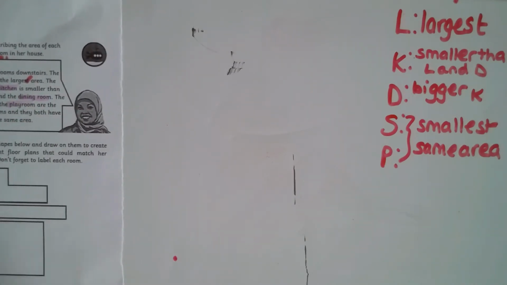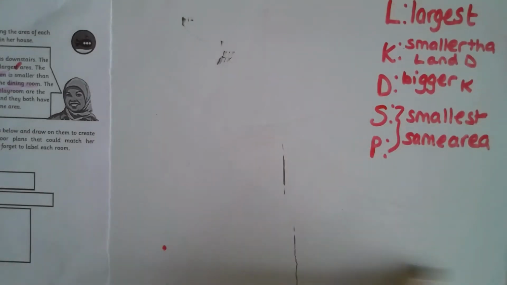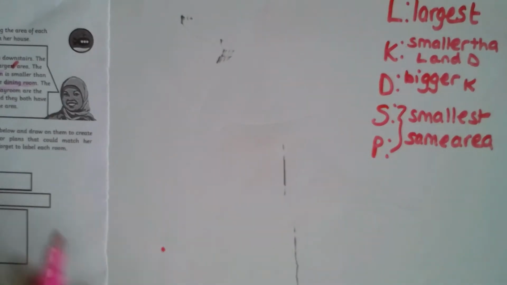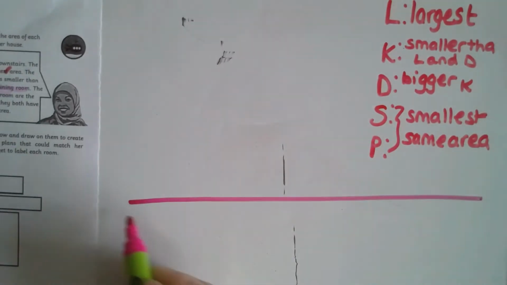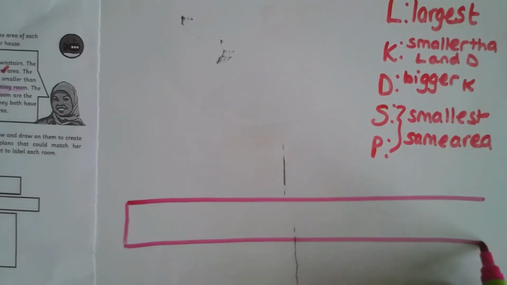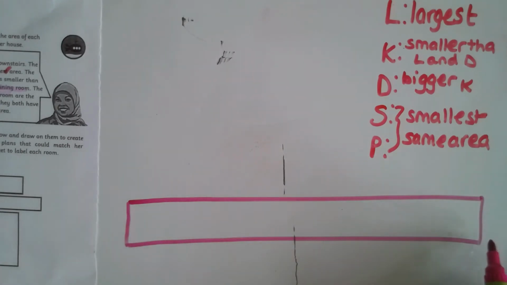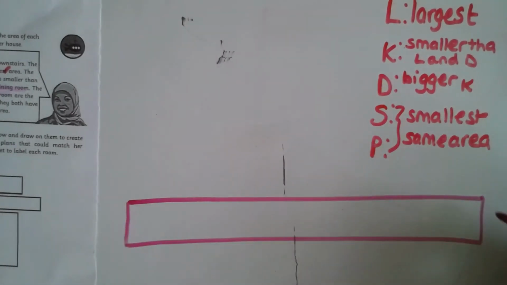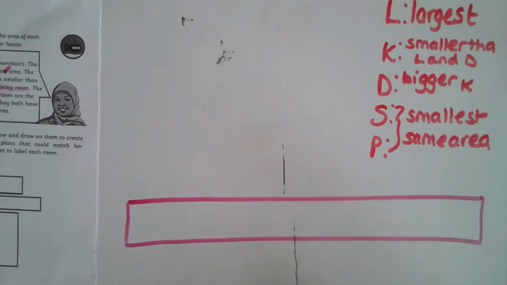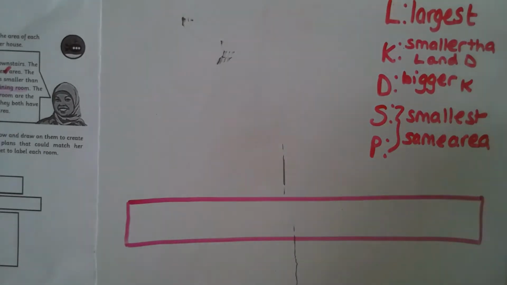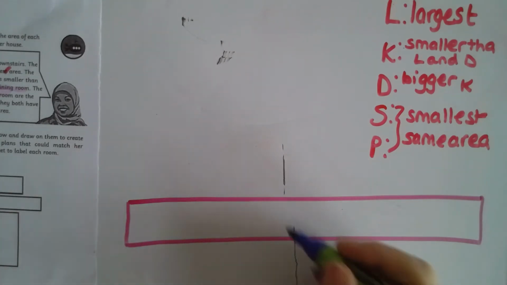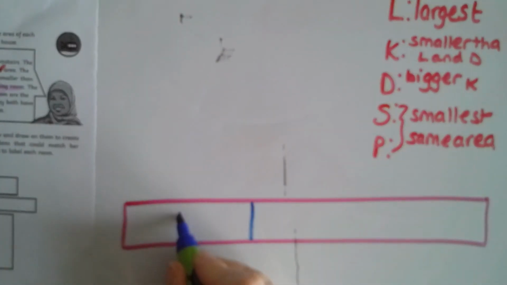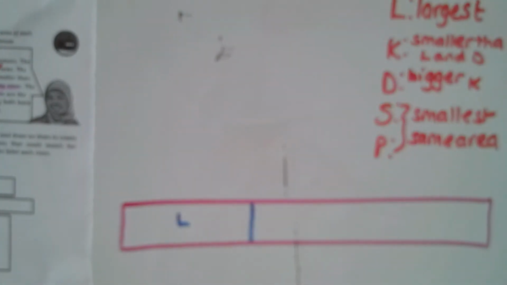I'm going to start with shape number 2, a really long rectangle. I know it's a rectangle because the horizontal sides are parallel and equal length, and the vertical sides are smaller, and they're also parallel. So there is my rectangle, a bit of a squashed rectangle, and I know that the lounge is the largest room, so maybe I've put my lounge there, and then I know that the playroom and the study have got the same area, so I'm going to put them at the end here.